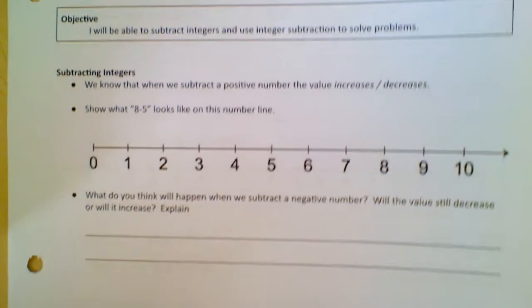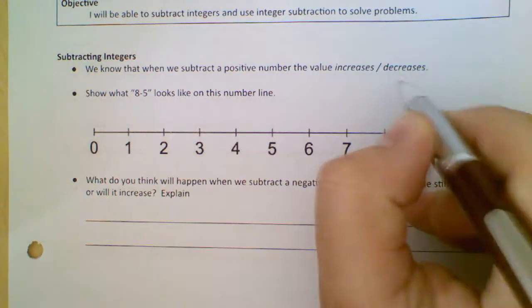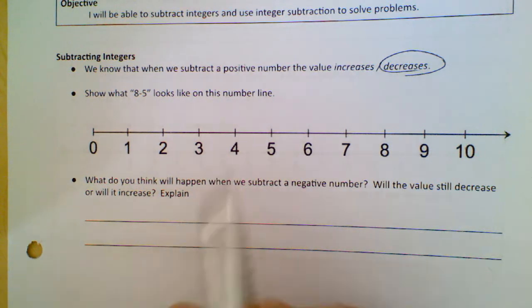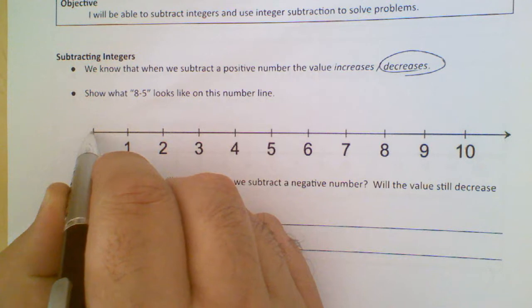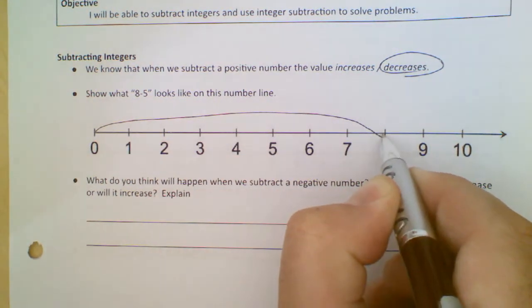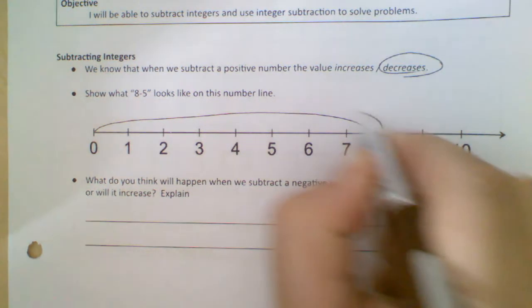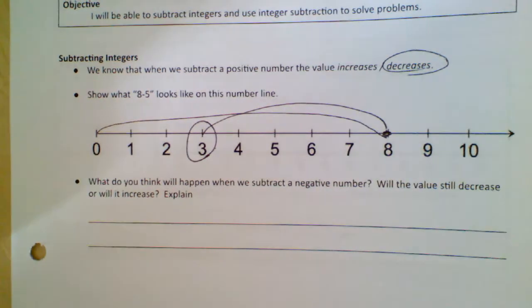So we know that when we subtract a positive number, the value decreases, right? That's been the same thing since elementary school. When we subtract like regular, we know that the value decreases. If we show what 8 minus 5 looks like, we start here, we go to 8, and then minus 5, and we end at 3.